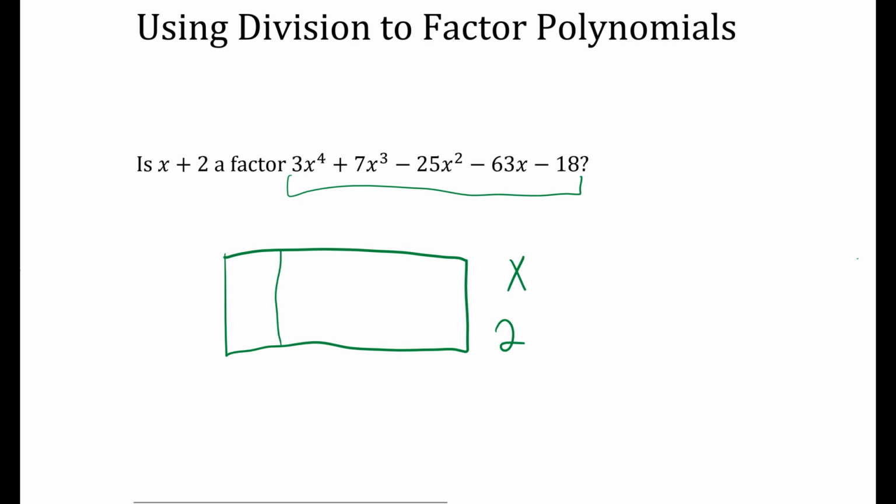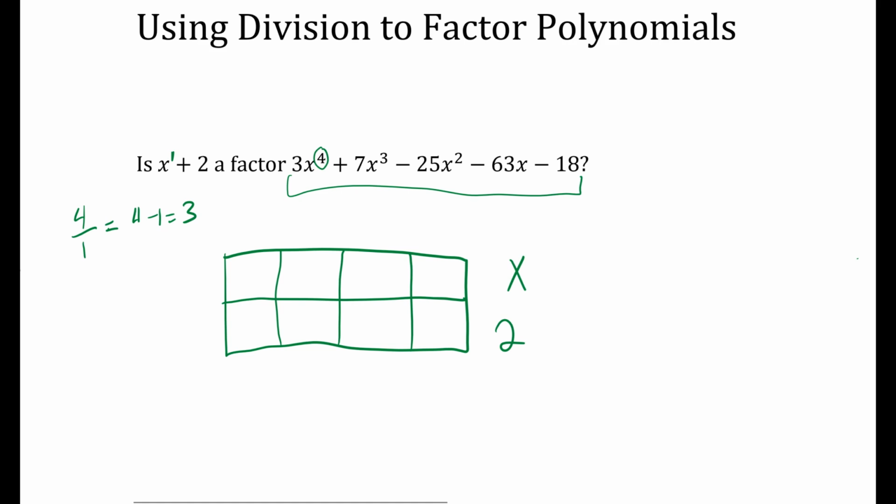So remember, I'm going to draw 3 vertical lines here, and the way I find that out is noticing that I'm dividing a degree 4 by a degree 1. When I divide those two, remember you subtract those exponents, so you should end up with a third degree polynomial. So there should be 1, 2, 3, 4 spots.